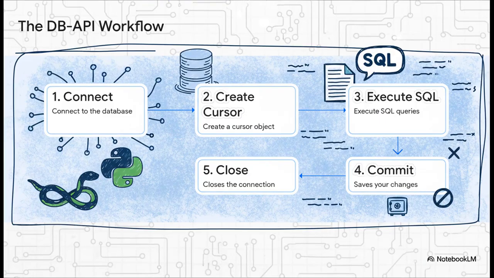And the process it lays out is so logical. It's always the same 5-step dance. First, you connect. Then, you create what's called a cursor. The best way to think of a cursor is like a little messenger. You give it your commands, it runs over to the database, and it brings back the results. After you have your messenger, you execute your SQL queries, you commit, which is just a fancy way of saying save my changes for real, and finally, you close the connection. That's it. 5 steps every time.